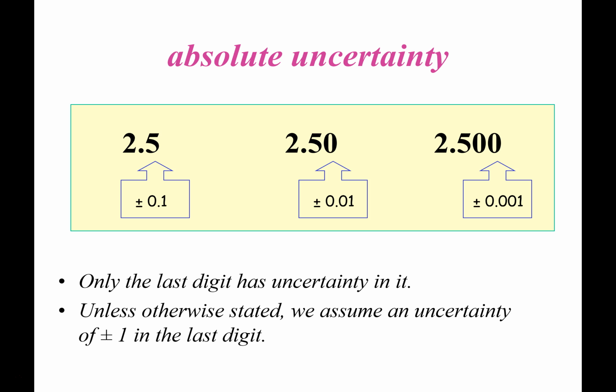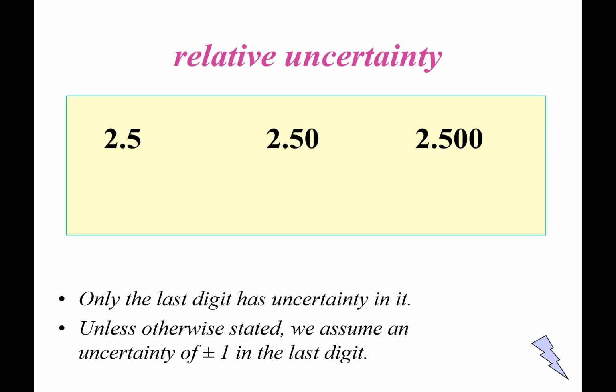So we can take this number and we can come up with something that's called relative uncertainty. Relative uncertainty, we have 1 in 25 parts for the first one, 1 in 250 parts for the second one, 1 in 2,500 parts for the last one. Okay. So this actually has a lot less uncertainty, obviously, than this one.